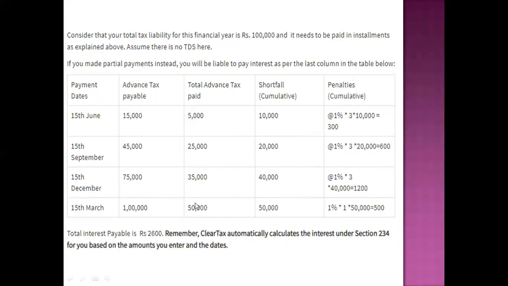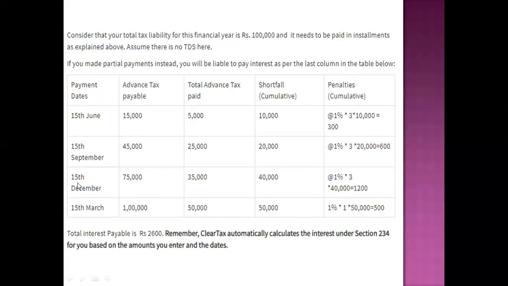Now the interesting thing will be in the last installment. This is the actual amount he should pay. He actually paid less. The shortfall is 50,000. But look at the calculation. 50,000 is no problem. 1% is no problem. Then the one here is the interesting thing.